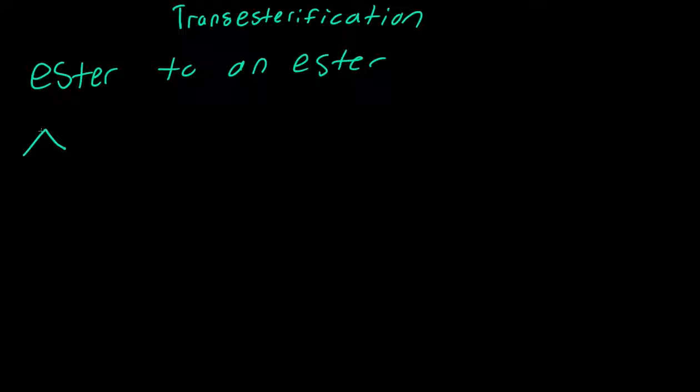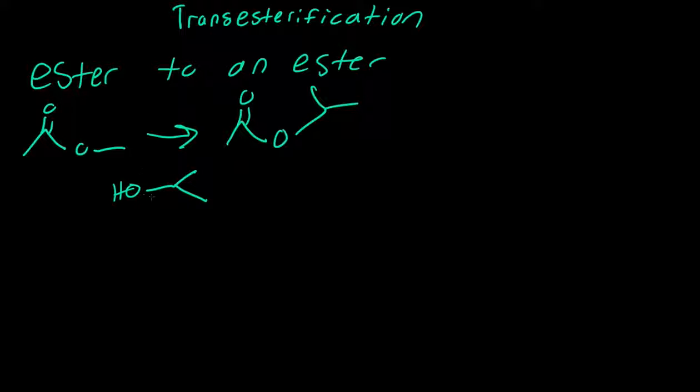So if we had an ester that looked like this, and we wanted an ester that looked like this, we would use these reaction conditions. So from this ester to this ester. Specifically, we'd be using, what would that be? That would be our alcohol we are using, but let me keep discussing this.